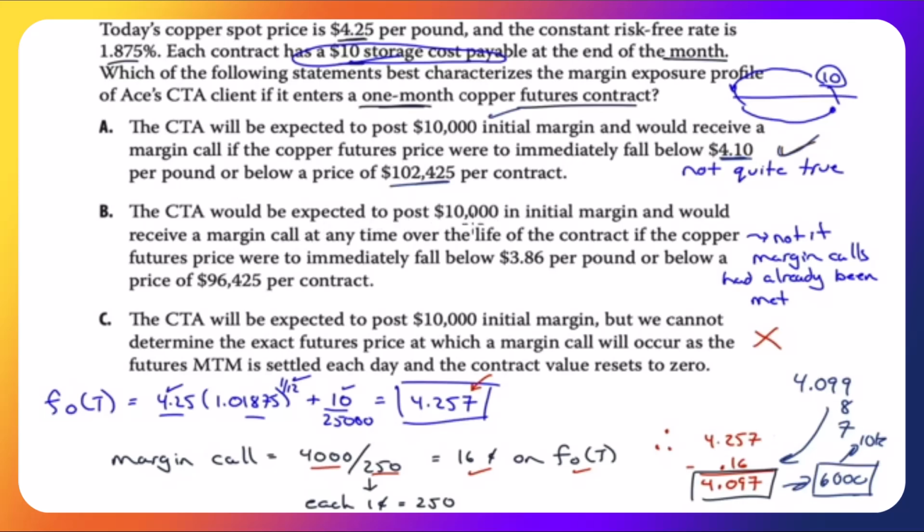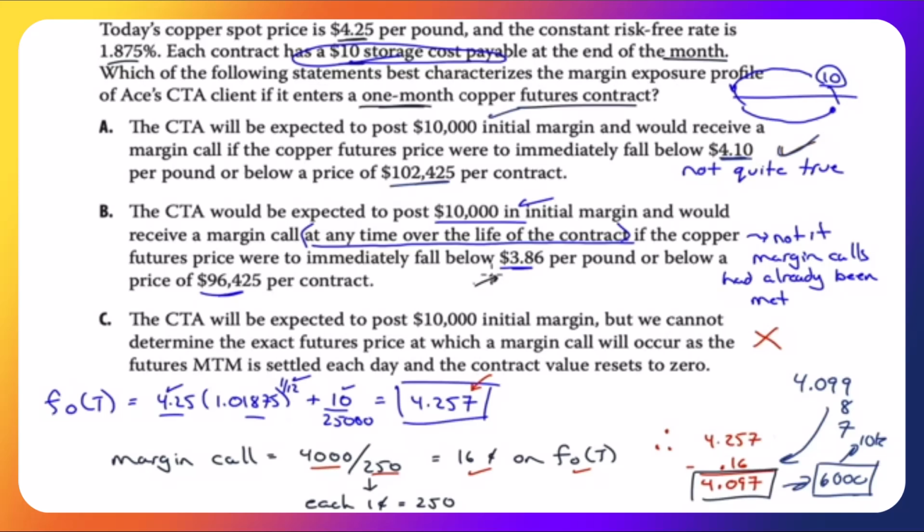The CTA would be expected to post $10,000 in initial margin, true, and would receive a margin call, and this is the key right here, at any time over the life of the contract if the copper futures price were to immediately fall below $3.86 per pound or below a price of $96,425. This is saying that the margin call, the level at which you get a margin call, is fixed at $3.86.